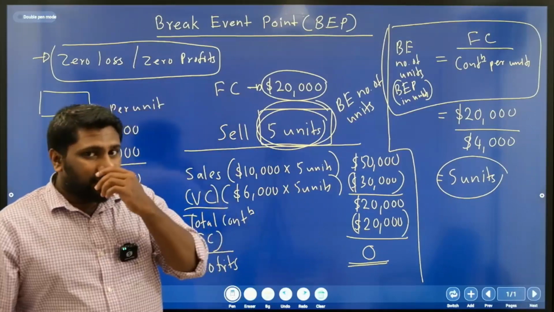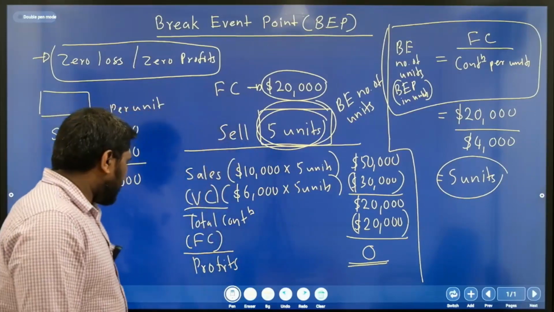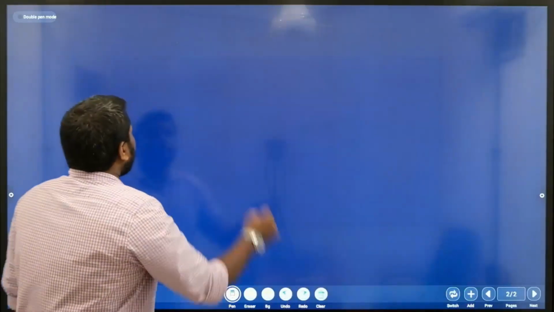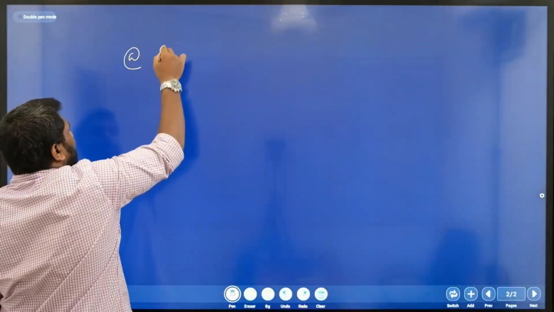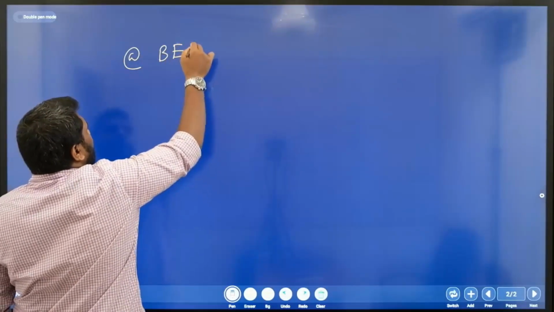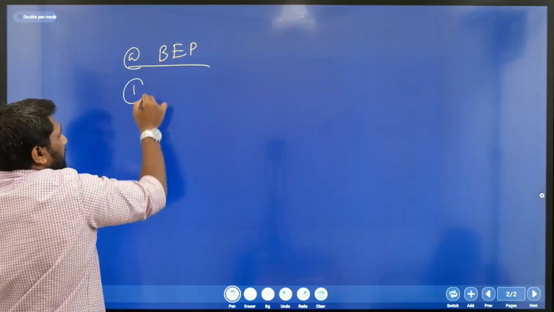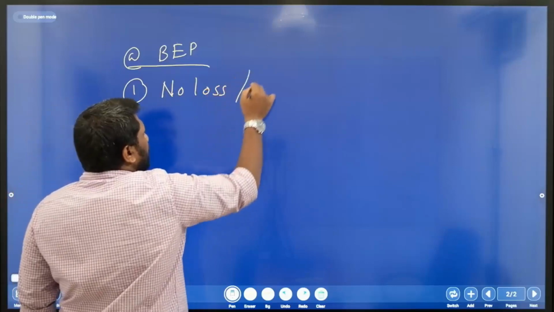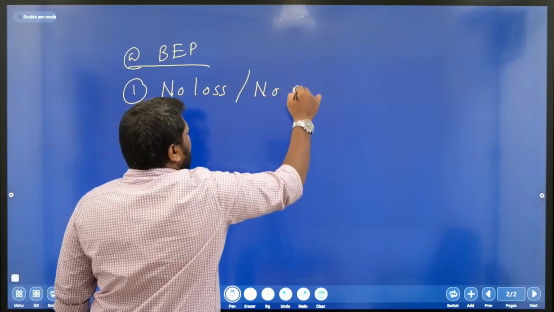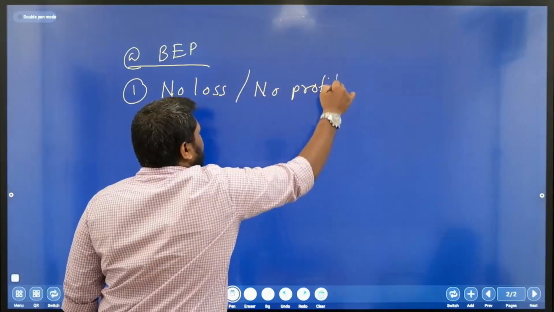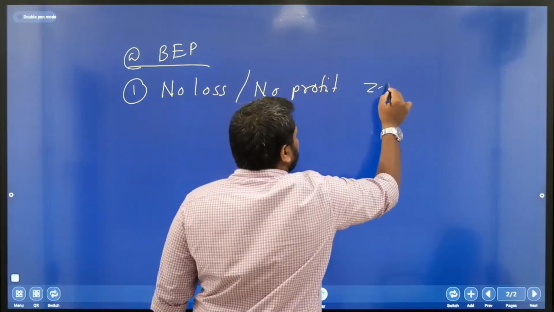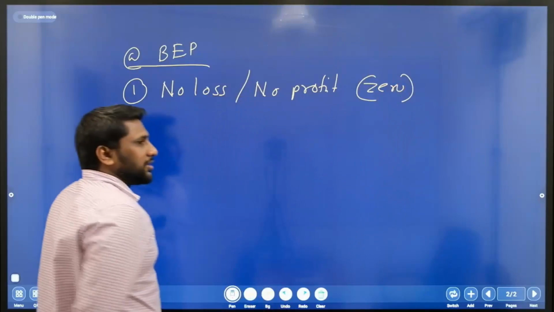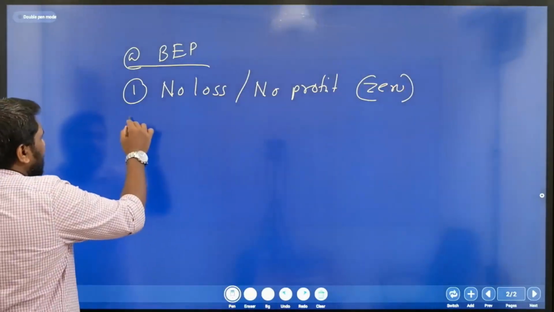There are certain things that you have to understand at the break-even point. One point that you have to understand at break-even point, point number 1: no loss or no profits. No loss, no profits, or 0 loss, 0 profits. Okay. And the second one.